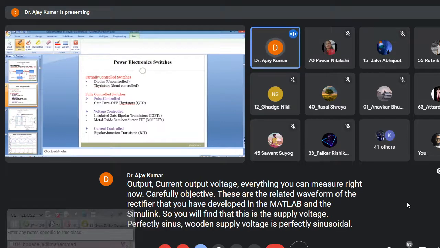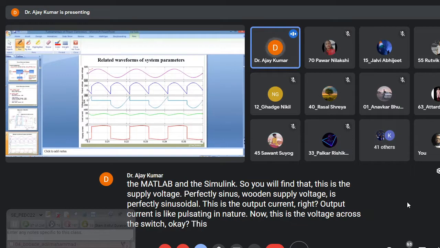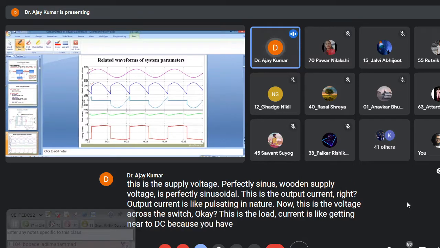This is the output current, right? Output current is pulsating in nature. Now this is the voltage across the switch. Okay, this is the load current. The current is getting near to DC because you have already considered the highly inductive load.